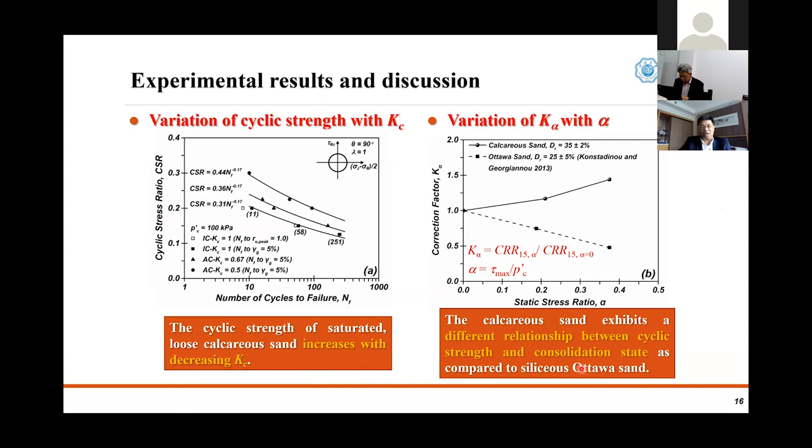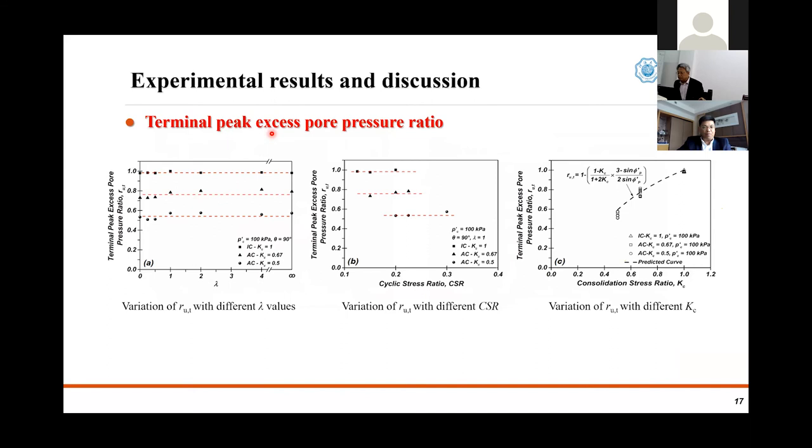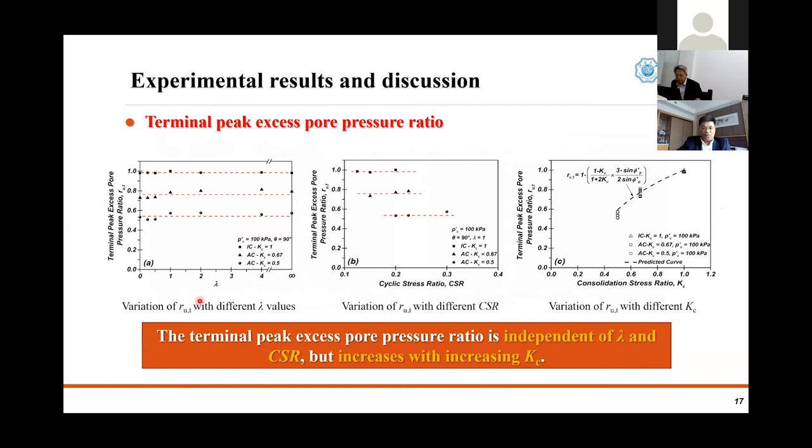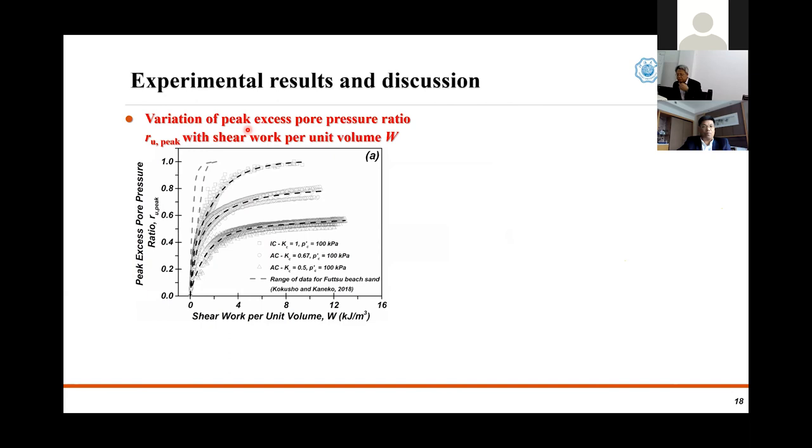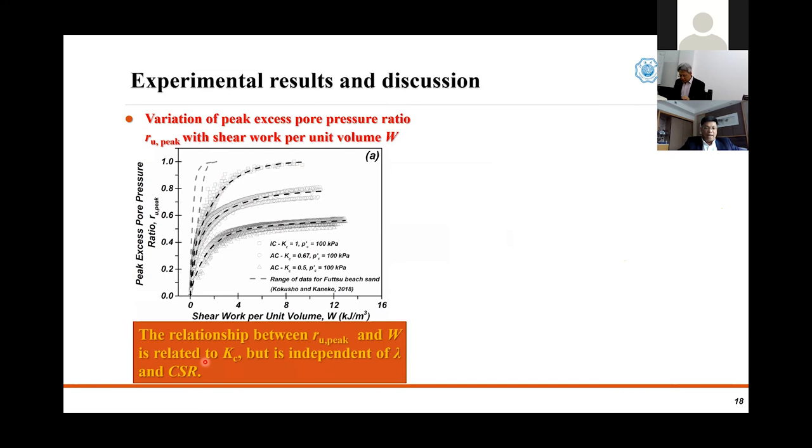And here we show the terminal peak excess pore pressure ratio. We found the ratio is independent of lambda and CSR, but increases with increasing KC, the consolidation coefficient. Okay. And we also compare the variations of peak excess pore pressure ratio with work per unit volume W. And we found it is related to KC, but independent of lambda and CSR.